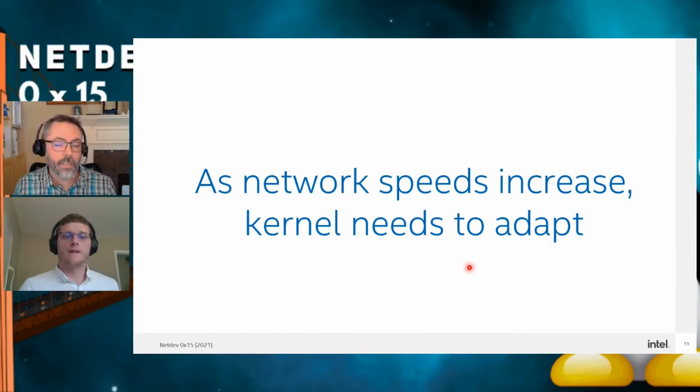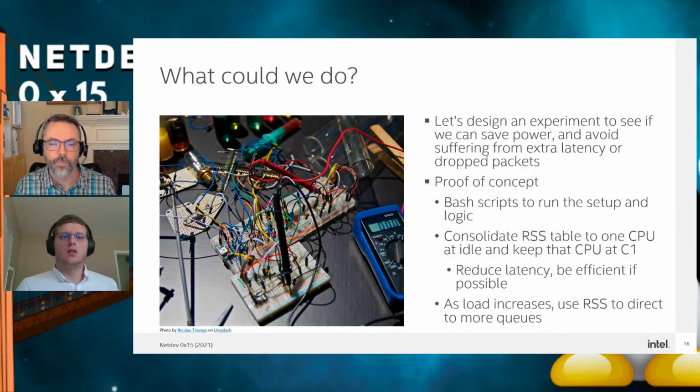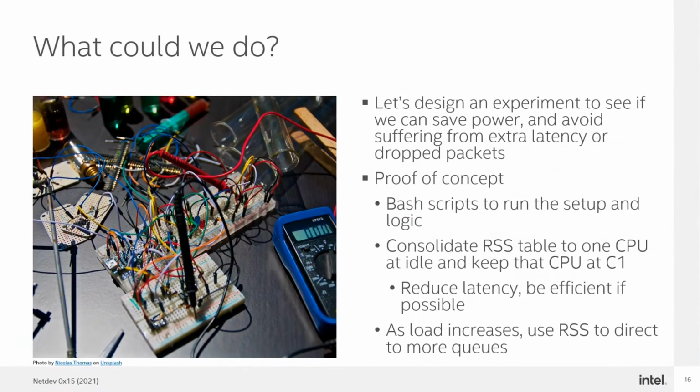As network speeds increase, the kernel has to adapt. So what can we do? We wanted to design an experiment to see if we can save power and avoid suffering drops. So we wrote a bash script that runs the setup and the logic, and it uses the RSS table to shrink the number of active queues. And we can write to the RSS table at runtime by design in the hardware.